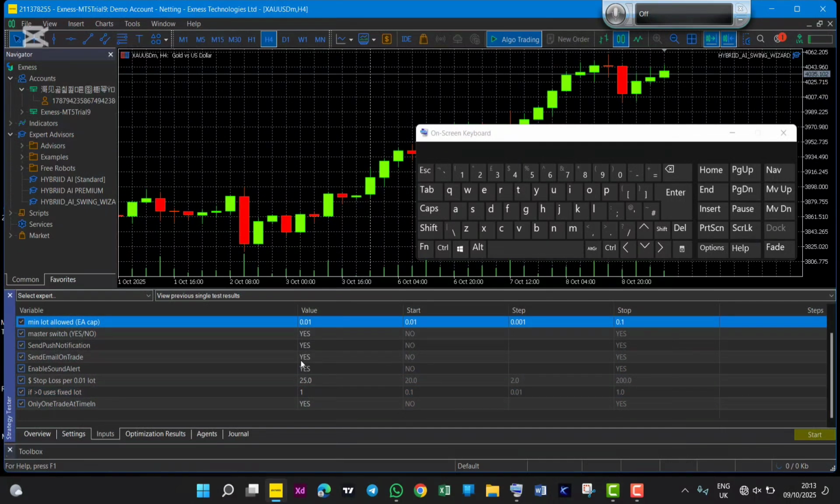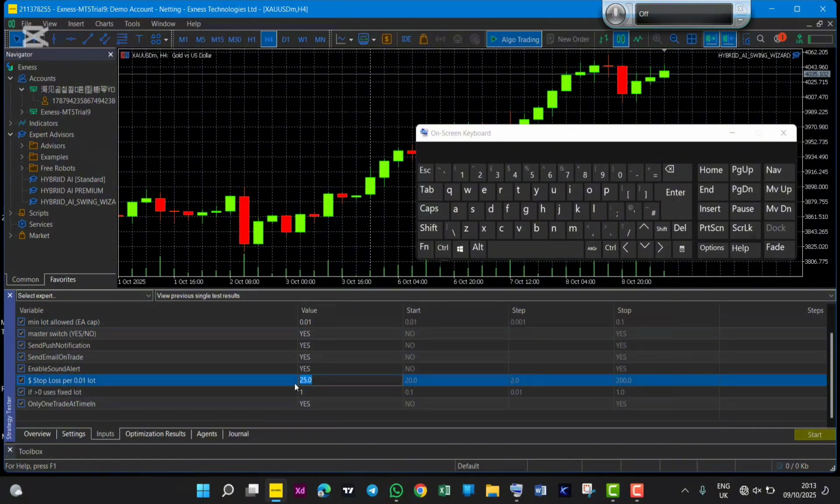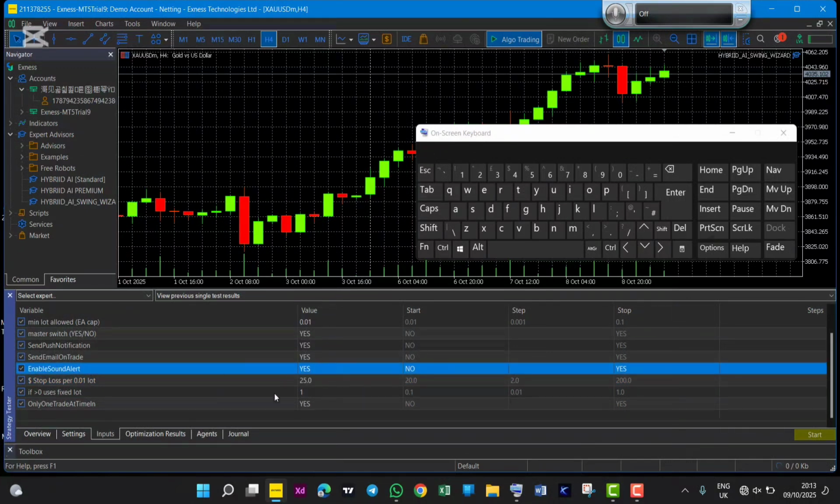For this strategy tester, remember it's set to risk $25 per 0.01 lot size. I think I should change it, or okay, let's just leave it at $25. But the default is $20. You can increase it, but don't go below 20. You can increase how much you are willing to risk per 0.01 lot size. So everything is set. Let's launch the strategy tester here and see how the robot will perform.